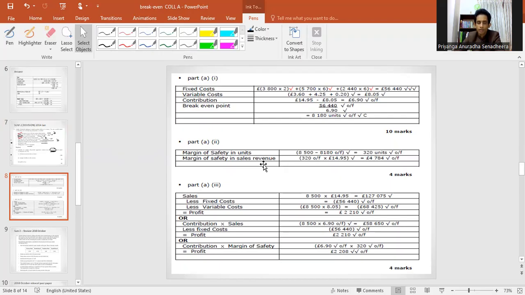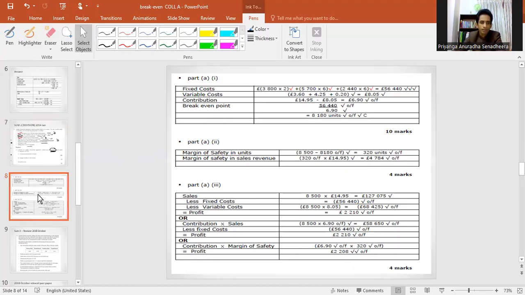But the question asks about margin of safety in value. Therefore, that number of units multiplied by the selling price, 14.95. So the answer is 4,784, that's the margin of safety value. So 4 marks allocated for that.